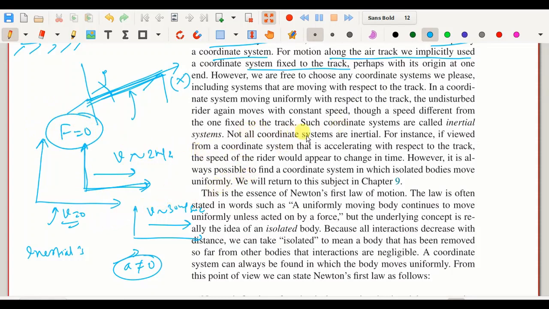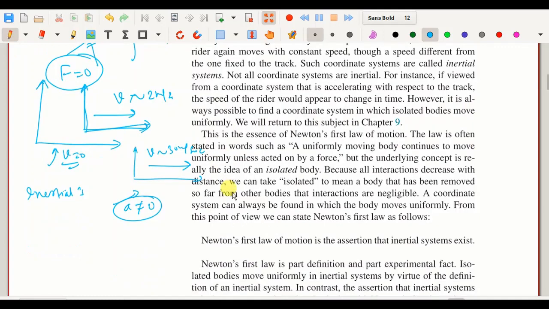So not all coordinate systems are inertial. For instance, if you view from a coordinate system that is accelerating with respect to the air track, the speed of the rider would appear to change in time. However, it is always possible to find a coordinate system in which isolated bodies move uniformly. If we are living on Earth, we cannot say that Earth is our inertial system, because Earth is still rotating, and the velocity is always changing, and if velocity is changing it is accelerating. So if it is accelerating, it is no longer an inertial system, and we call it a non-inertial body.